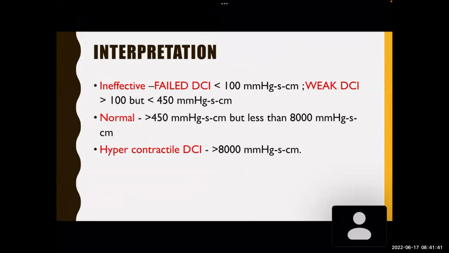Interpretation. If the DCI is less than 100, it is ineffective or failed. Weak DCI, we can say if it is more than 100 but less than 450. Now comes the normal range. Normal range is whichever is above 450 millimeters of mercury and less than 8,000 millimeters of mercury. What if it is more than 8,000? It is hypercontractile DCI. We will come to the disease later.